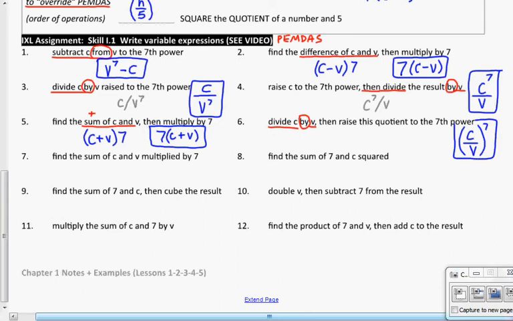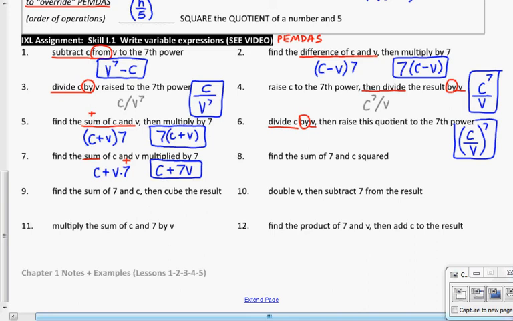Number 7, find the sum of C and V multiplied by 7. So C plus V multiplied by 7. It doesn't say to find the sum first, so we don't need parentheses here. We just need to have the sum of two things, C and V multiplied by 7. So at IXL, they'll let you type it that way. I've said before, I'd prefer, at the very least, to see you writing 7V, not V times 7. But they'll let you type it that way at IXL.